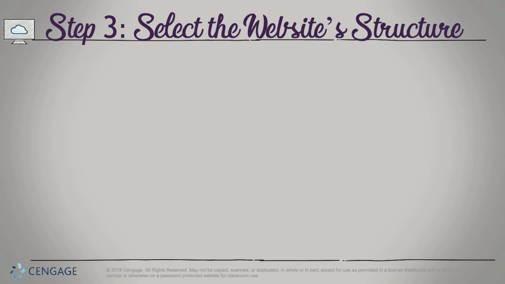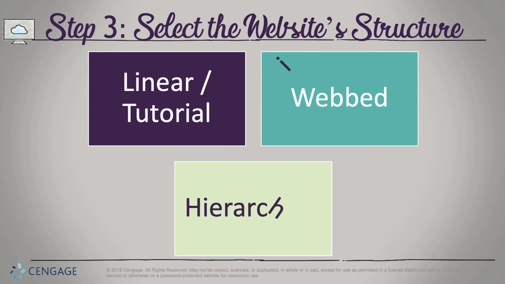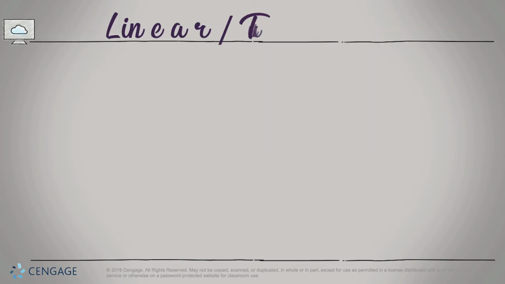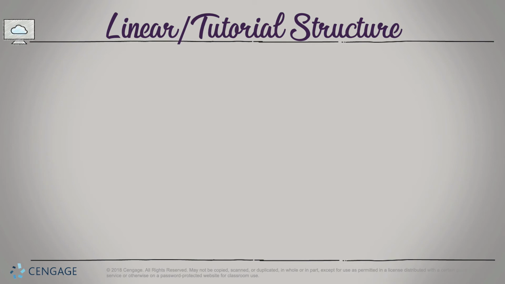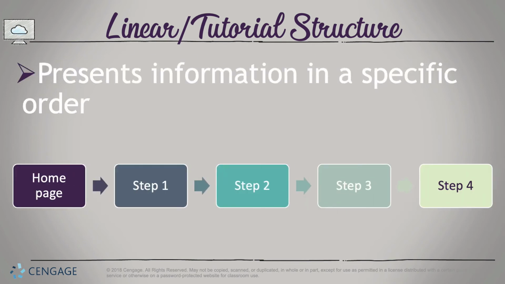Regardless of the tools you use, your website structure will likely follow one of three structural themes: linear or tutorial, webbed, or hierarchical. Linear or tutorial structure. A linear or tutorial website structure organizes and presents web pages in specific order as shown here. A training website could use this structure to ensure that users do not miss steps or perform steps out of sequence. For example, a website that illustrates how to serve a tennis ball properly would use this structure to demonstrate the necessary range of motions in the correct order.